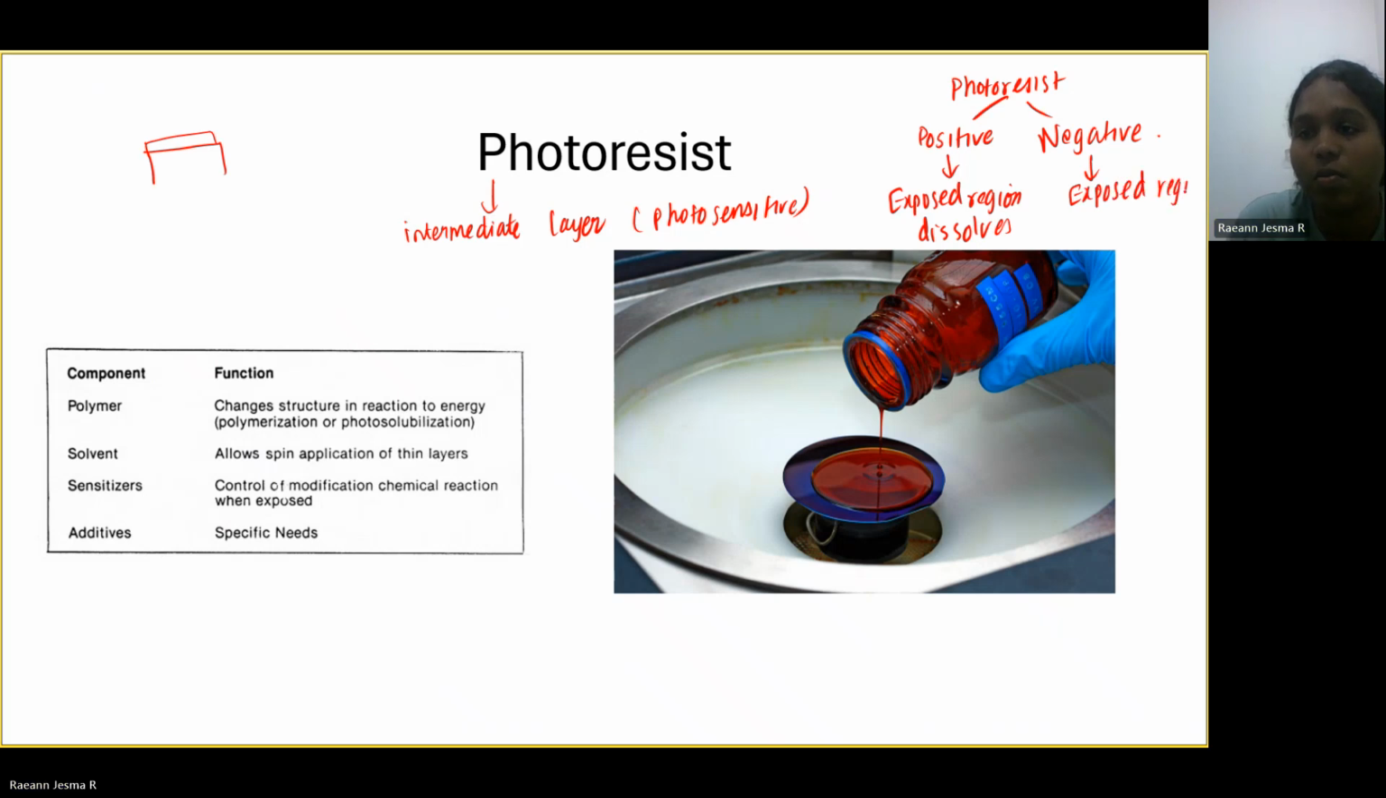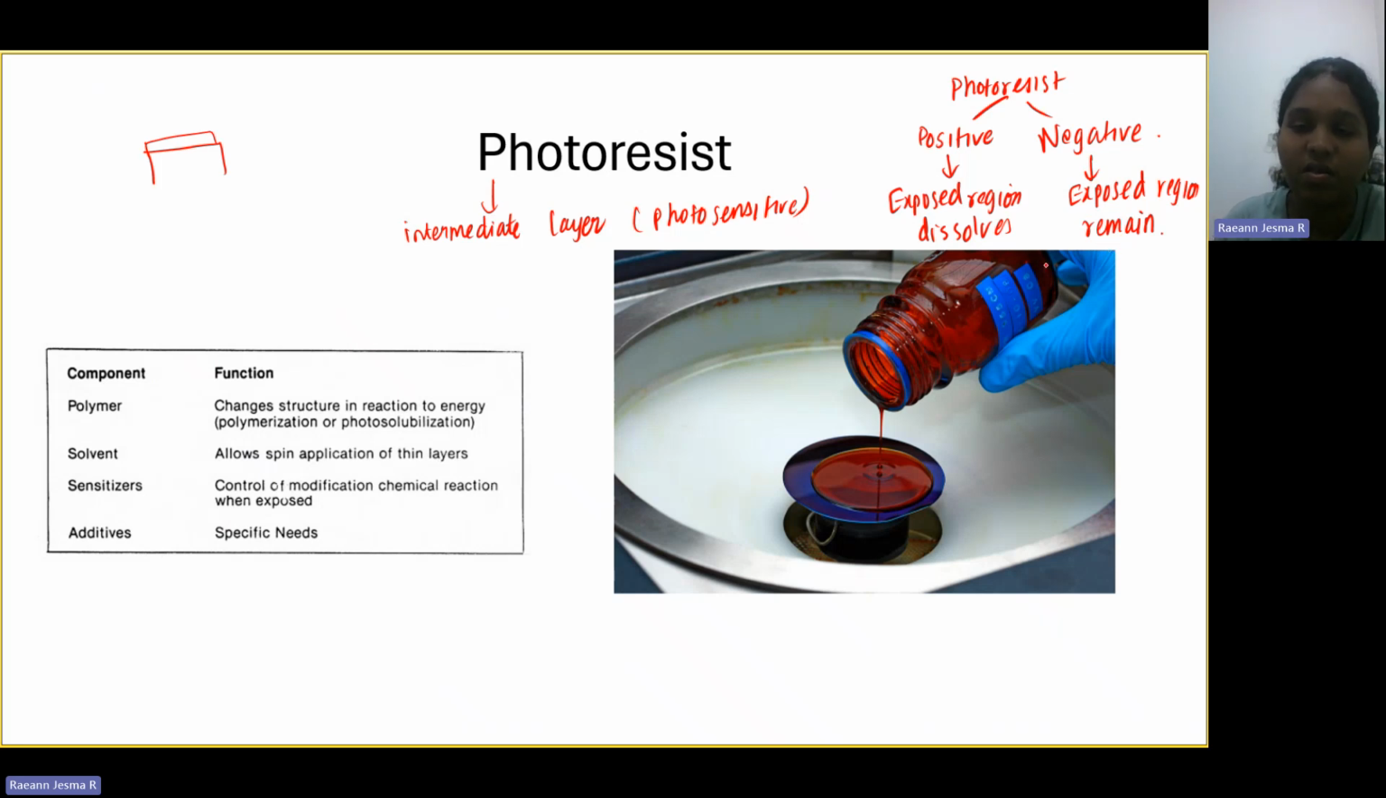So what happens in negative photoresist is that the exposed region will undergo a process called cross-linking. As a result, it will not get dissolved in the developer. However, the remaining regions, which are not exposed, will get dissolved in the developer.